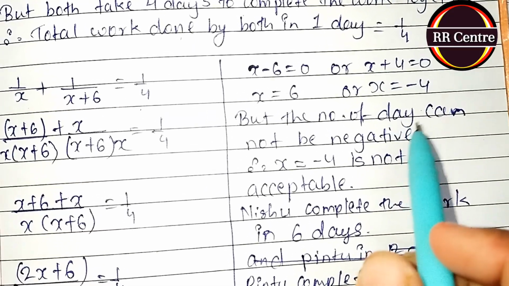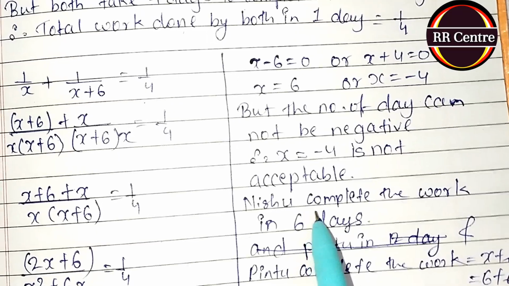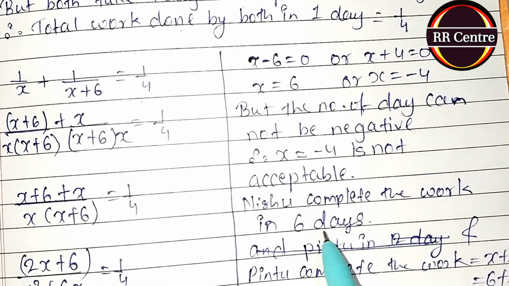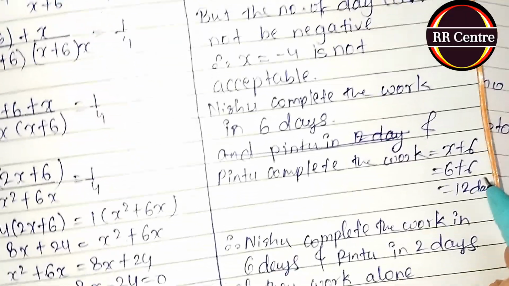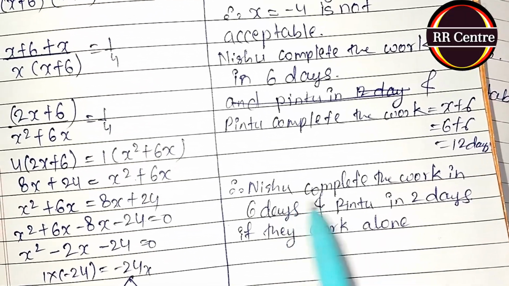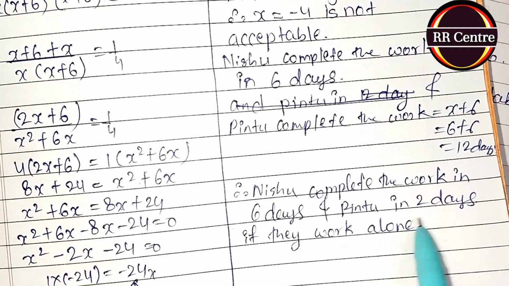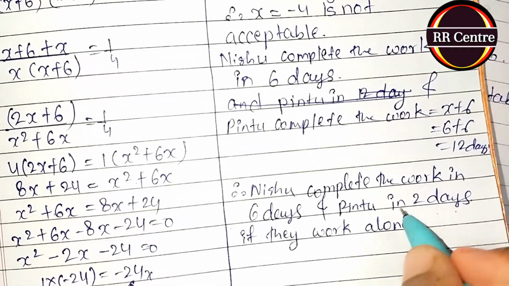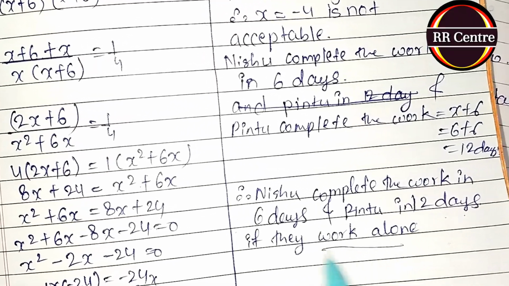But the number of days cannot be negative, so it is not acceptable. Then Nishu completes the work in 6 days, and Pintu completes the work in x plus 6, which is 6 plus 6, equal to 12 days. So Nishu completes the work in 6 days and Pintu in 12 days if they work alone.